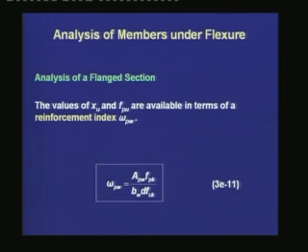The omega Pw is given as APW times FPK divided by BW times D times FCK. Thus, the omega Pw uses a fraction of the pre-stressing steel, which is APW, and it also uses only the breadth of the web in the denominator.